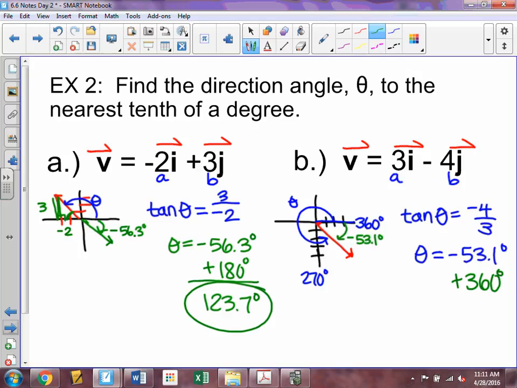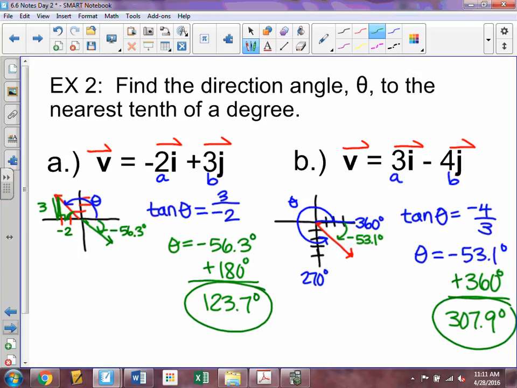We're going to add 360, and we're going to get 307.9. Is that between 270 and 360? Obviously it is. So that answer is making more sense. Now, are you going to have to add 180 or 360 every single time?